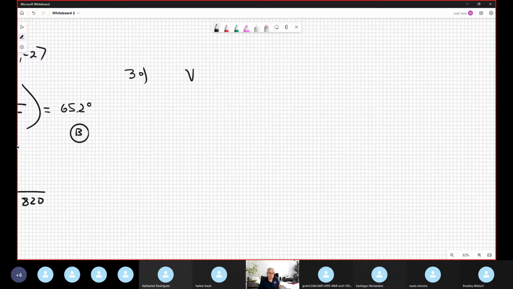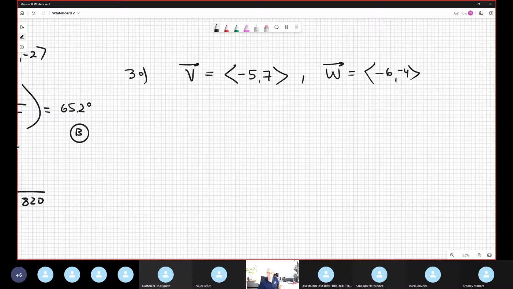Two vectors are given. B vector is -5, 7, and W vector is -6, -4. So you perform the dot product. B dot product W is 30, because -5 times -6 is 30, minus 28. It's 2. I might need to do each vector separately.